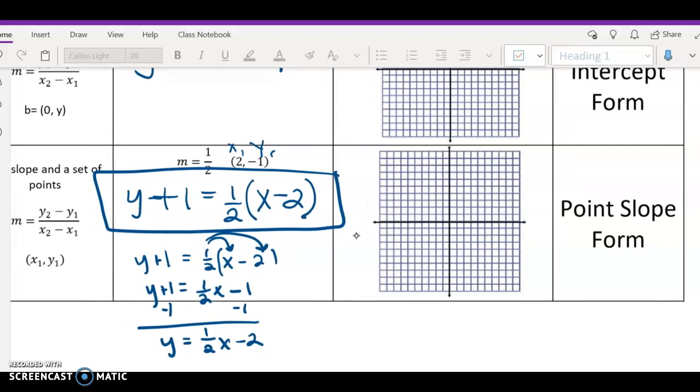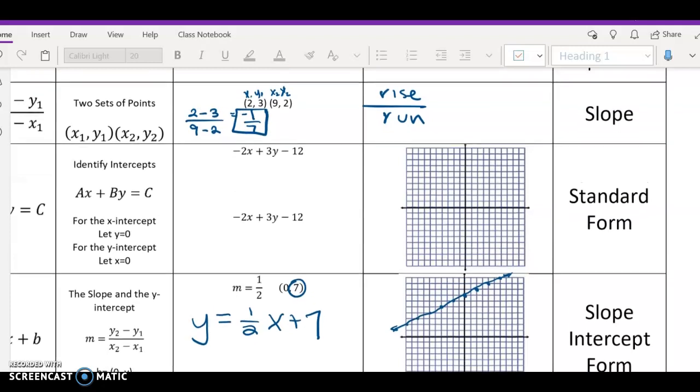So what I can do is go over to -2 and plot the point, and then go up 1 over 1. Another way to do this is to plot this point here, so 2, -1. If I go to 2, -1, you'll see that point was already on that graph. And then, like I said, you can just use your slope, which is up 1 over 2, sorry. And then connect those points. And there is our point slope form.